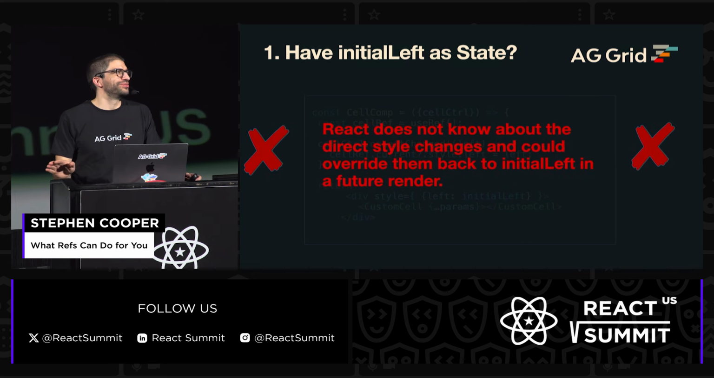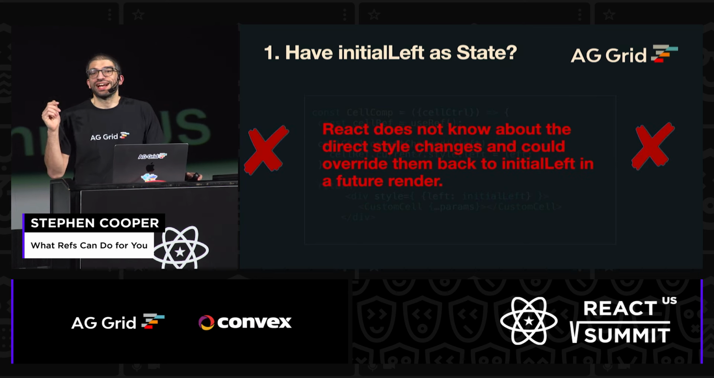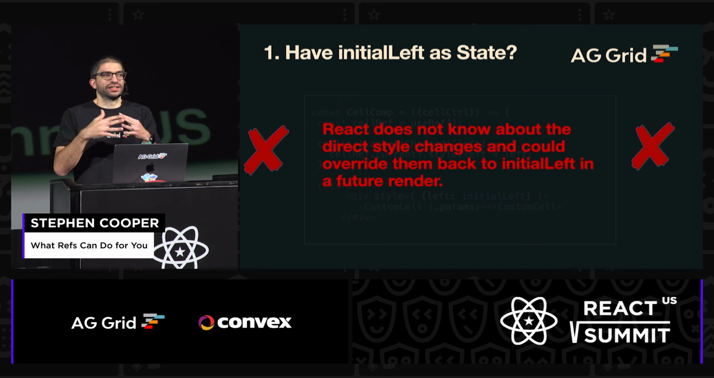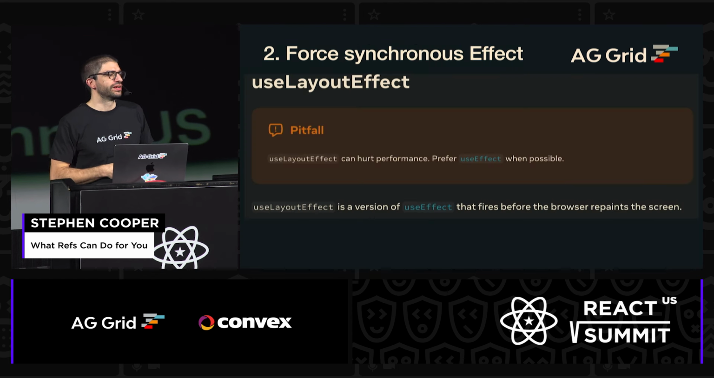But I would say don't do this at all. React does not know about the direct style changes that you're making. So then in a future render, it might come back and say, well, OK, I've got this initial left property, I'm going to re-render, and I'm going to set the style to that. So you do not want to mix and match these versions, because then you're not working with React. You're actually fighting against it, and you could get in some really bad, messy situations. So we can't do that.